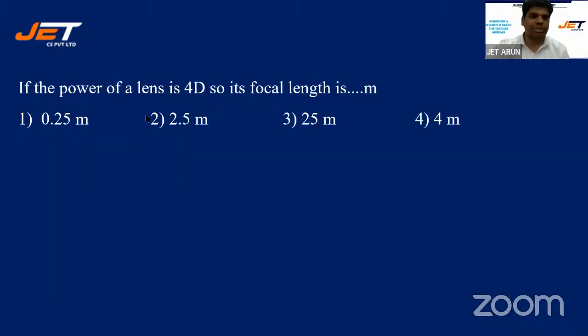All right, look at this one. If the power of a lens is 4 diopters, what is its focal length in meters: 0.25, 2.5, 25, or 4? When they ask in meters, the formula is something; when they ask in centimeters, the formula is something else. There's a conversion factor of 100.